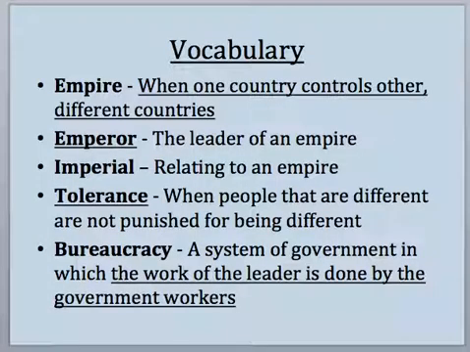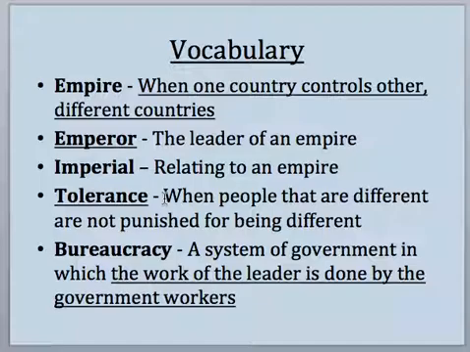Here's some of the key vocabulary that we'll be working on. Empire, when one country controls another, or it controls different countries. An emperor, the leader of an empire. Imperial means anything that relates to the empire. Tolerance, you may have heard it in other contexts, but this is when people are not punished for being different, specifically within the Persian Empire.